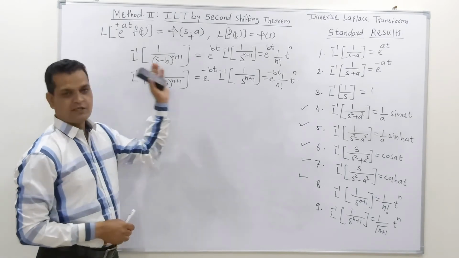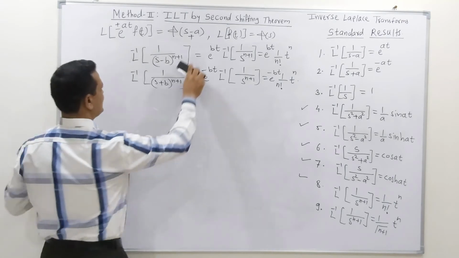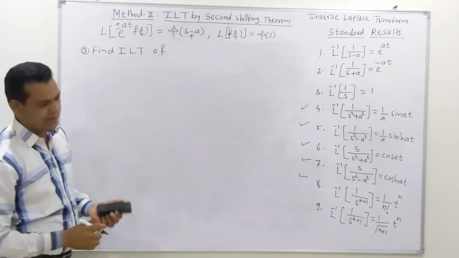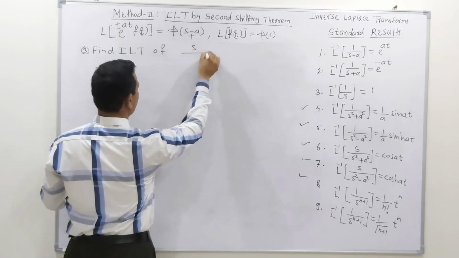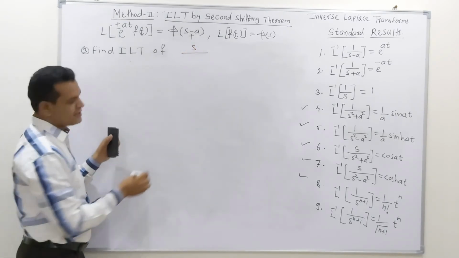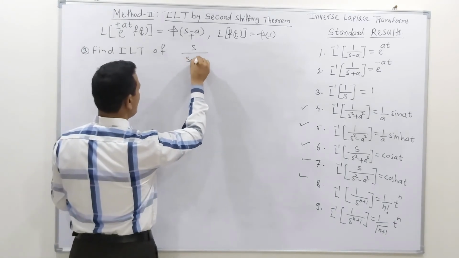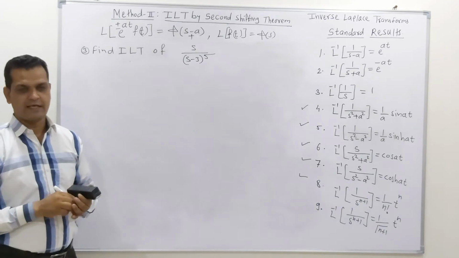Now let's take some examples based on this second method. So now let's discuss the example, and your doubts will get cleared. For example, find the inverse Laplace transformation of s upon (s minus 3) raised to 5. So take the second example.